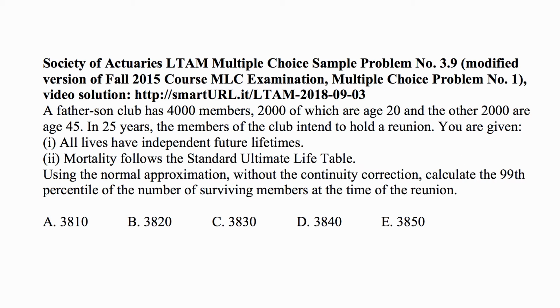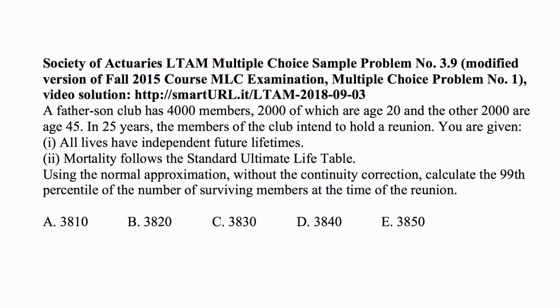Okay, and where do you think you can find a standard ultimate life table? Well, the Society of Actuaries gives you that information at their website, but hey, you know where you can find it. It's called SULT. So it is at smarturl.it/SULT. Obviously, I have created that smart URL for you so that your life will be easier.